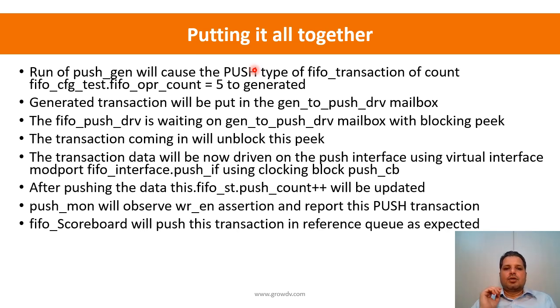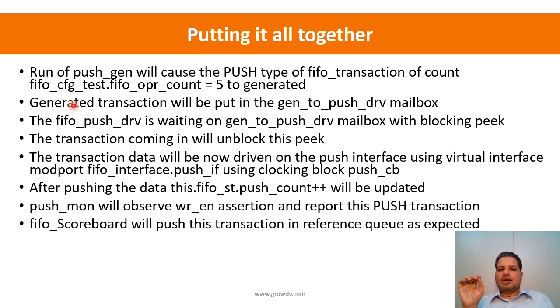So let's see, what happens when we call the run? Let's look at that point in time, right? The run will launch the run task of each of the active components. So the run will start the push gen's run, and that will cause the push type of FIFO transaction, of the count specified in the FIFO config, to get generated. So 5 push transactions will get generated, right?